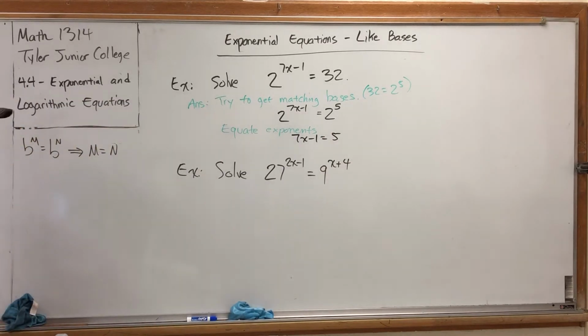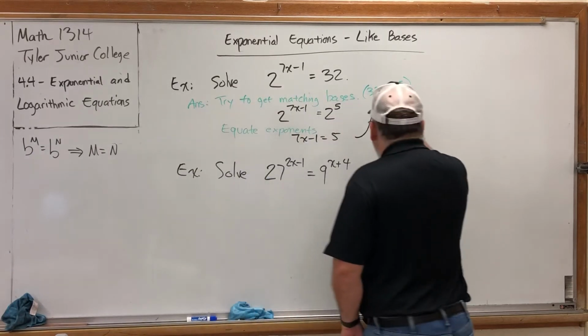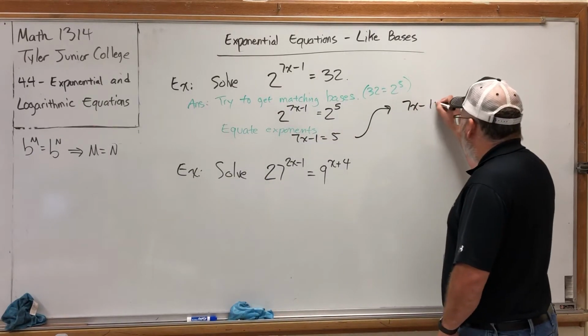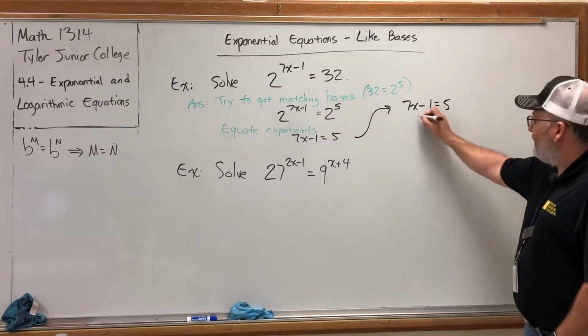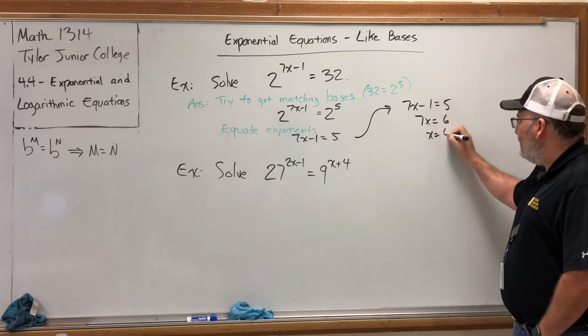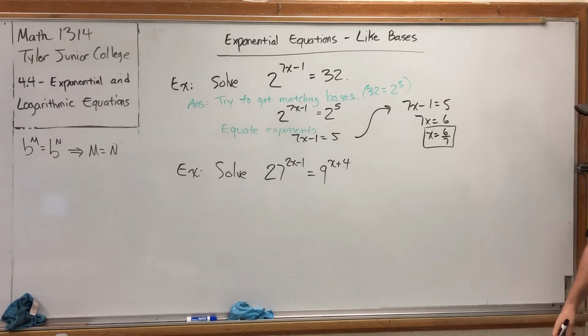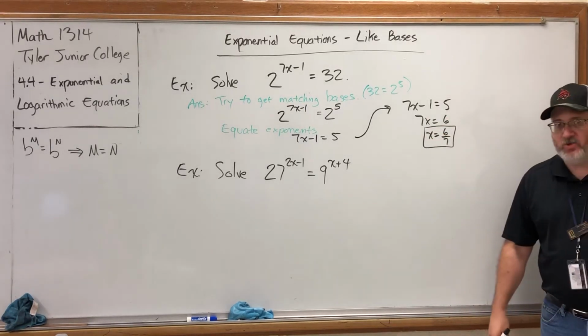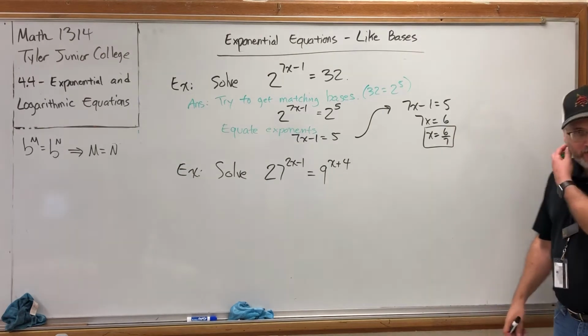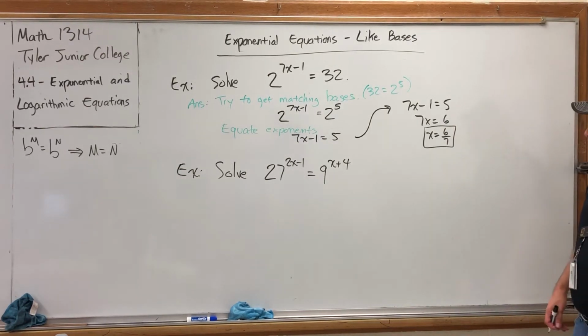But if we equate the exponents, we get 7x minus 1 is equal to 5. That's pretty easy to solve. Add 1 to both sides to get 7x equals 6. Divide both sides by 7 to get x equals 6 sevenths. If we did everything correctly, every solution should be a solution. We did no move that could bring in extraneous solutions. So 6 sevenths is it.